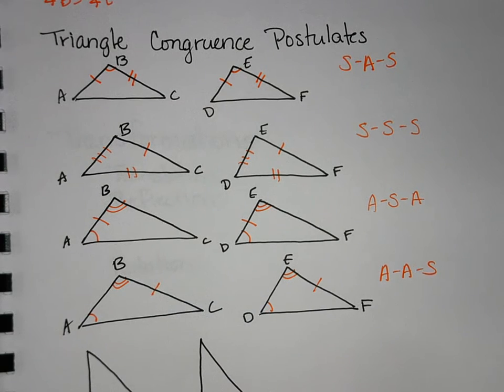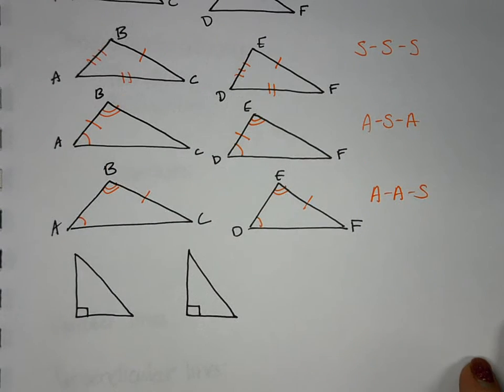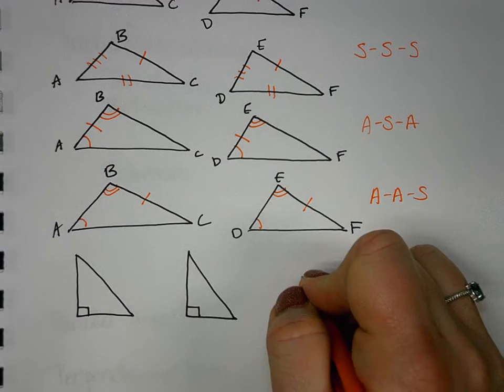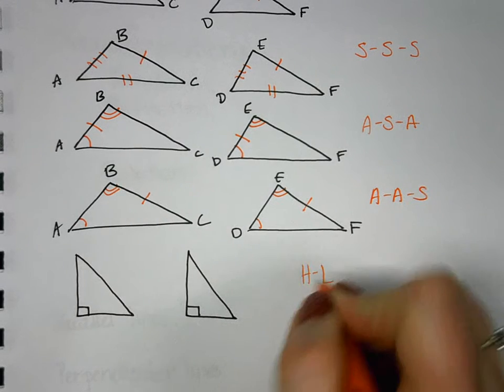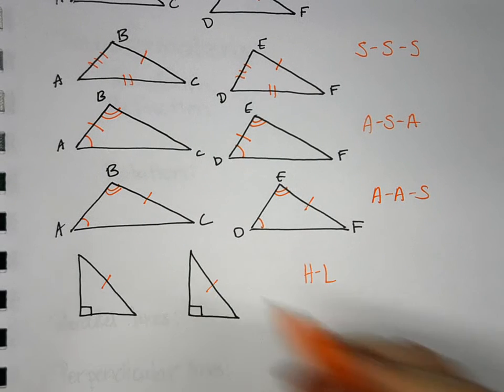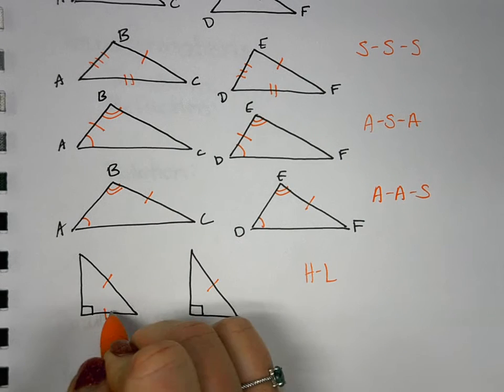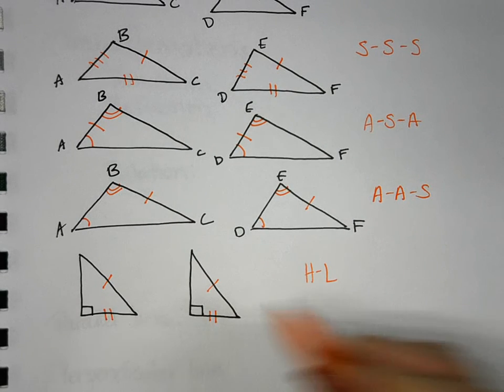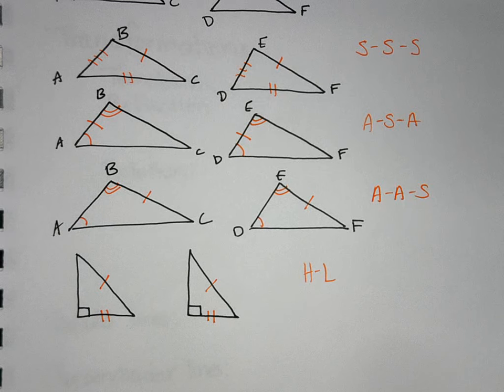And there was a 5th one. Anyone remember the 5th one? HL, hypotenuse leg. If you can show the hypotenuse of 2 right triangles and a leg of 2 right triangles are congruent, you can say that the triangles themselves are congruent.